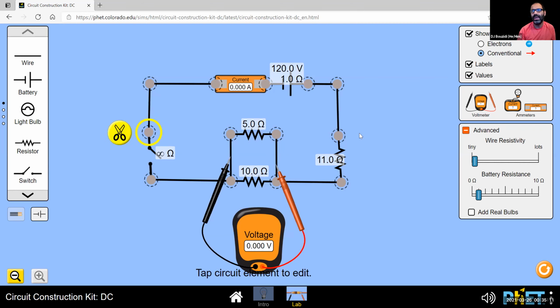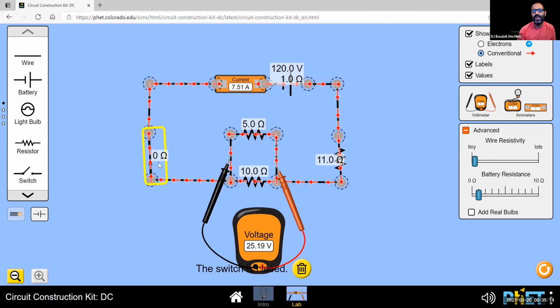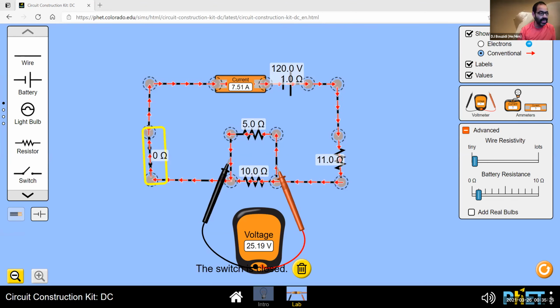If I close the circuit, I have my starting point, I have everything correct. So now it's 25.19, and I have the current, which is super high, 7.51. This is probably the highest current that we have recorded today. So what is it? 25.19 divided by 7.51 amps, and the answer is 3.35, okay? That is because the equivalent resistance at this point is about 3 1/3, so this is slightly more than 3 1/3.